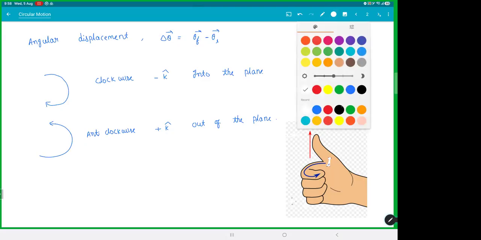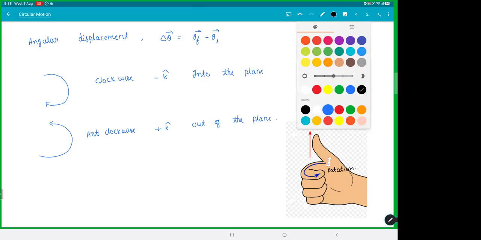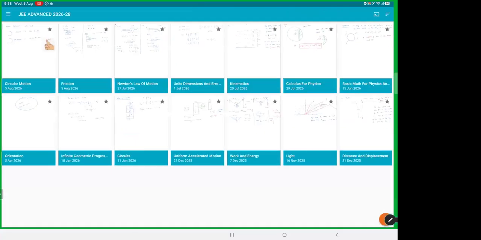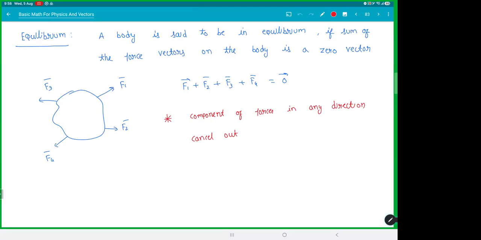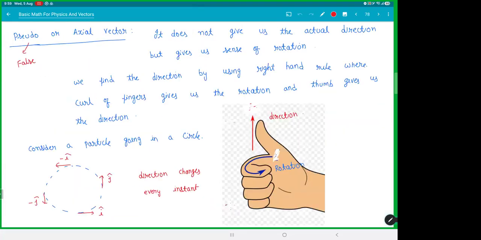So basically this gives you the rotation direction, the fingers. The thumb gives you the direction of the vector. We have done this in vectors. Pseudo or actual vectors, page 78.